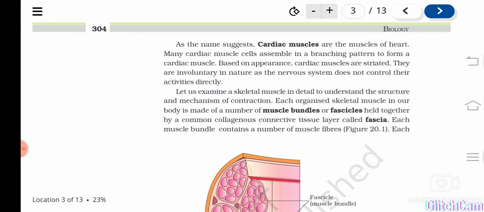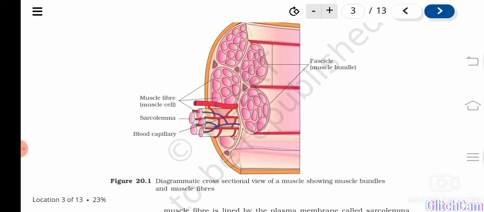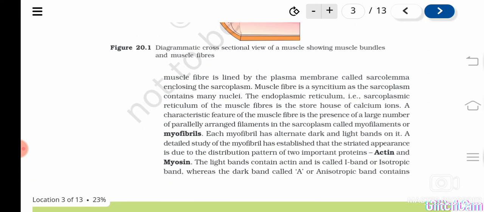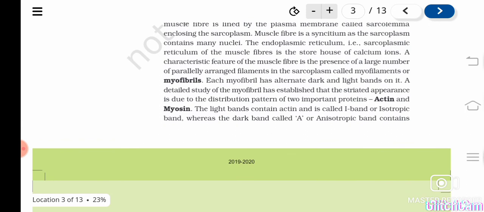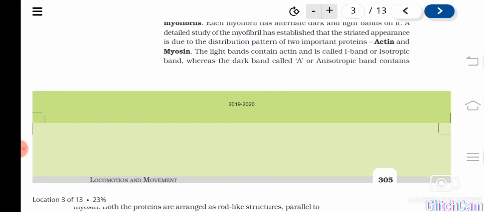Each muscle bundle contains muscle fibers, and a muscle fiber is a cell only, an elongated animal cell having plasma membrane, cytoplasm, then sarcoplasmic reticulum, and they all have different names. And in each sarcoplasm, you can see rod shaped structures. They are known as what? Myofibrils, and each myofibril has dark and light bands. The dark band contains myosin, and the light band contains a particular protein known as actin.